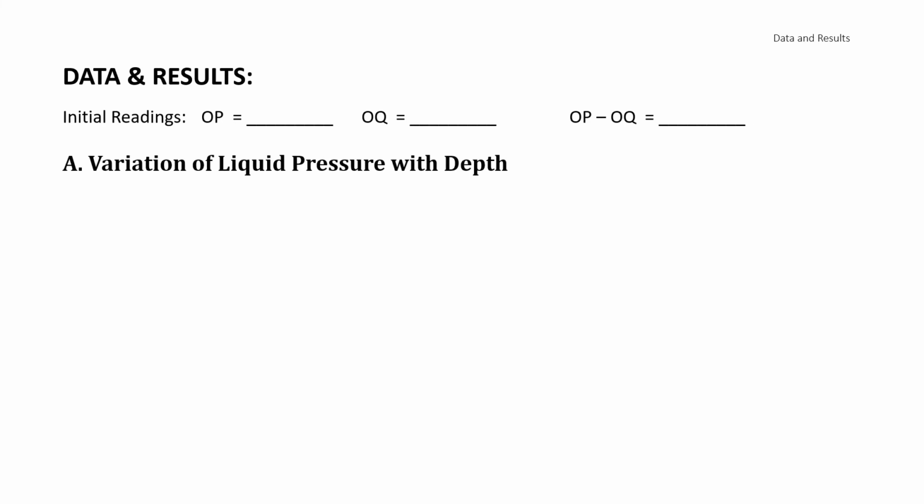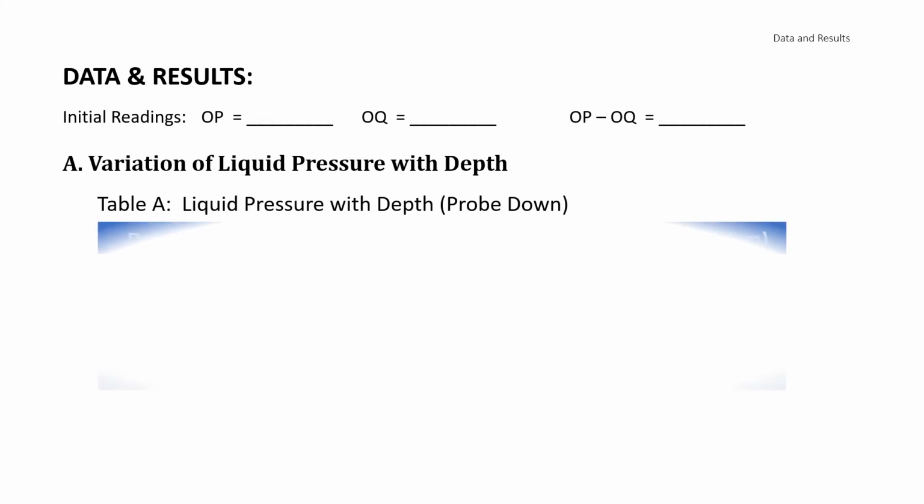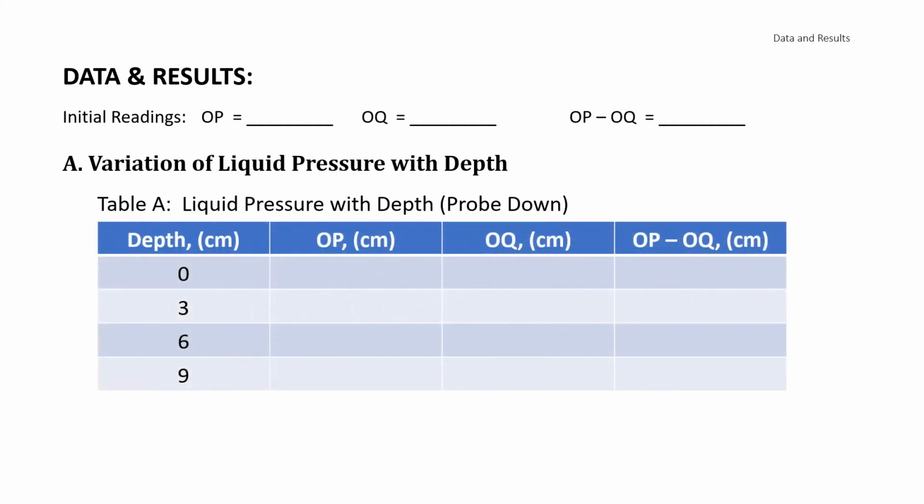For the data and results, this shows where you have to record all your observations and readings of measurements. So for the initial reading, now for the first part, variation of liquid pressure with depth, with the probe down. So this is the table to use.